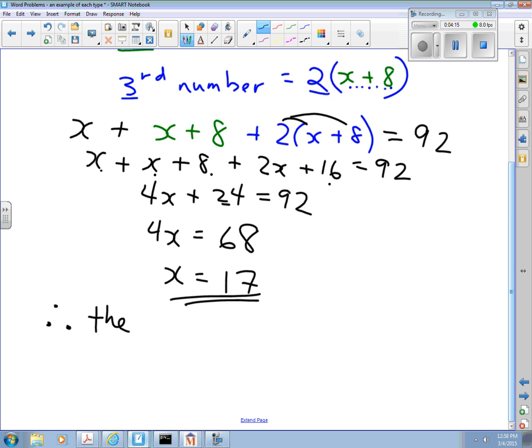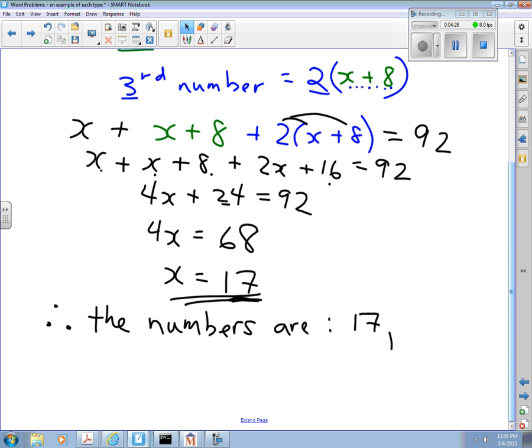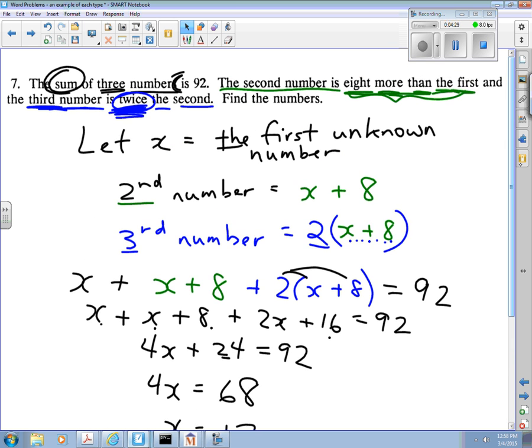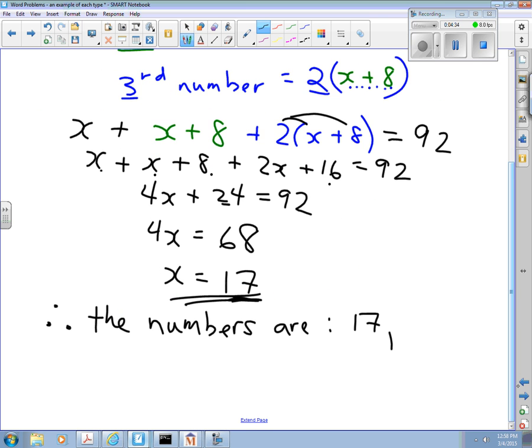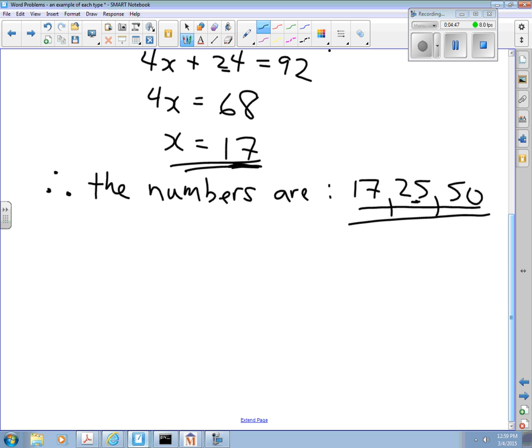Therefore, the numbers are, remember I was looking for three numbers, and the x represented, if you look back, the first number, 17. Quickly scroll back. What was the second number again? Oh yeah, the second number was 8 more. So the second number was 25, and the third number was twice the second number. So there's my three numbers. And to do a quick check, what do I know about these three numbers? Oh yeah, they should have a sum of 92.